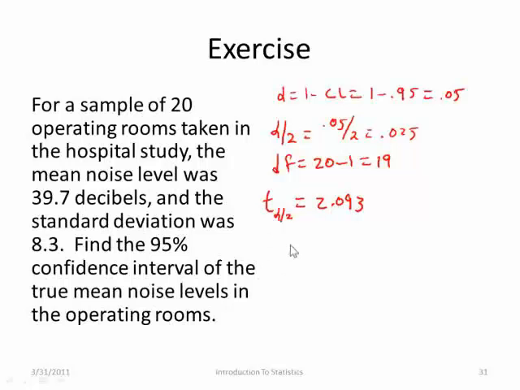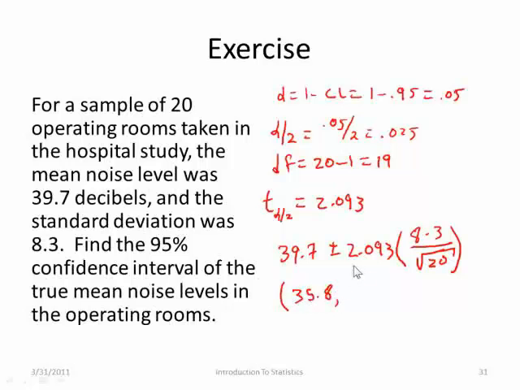So the confidence interval is in the form 39.7 plus or minus 2.093 times 8.3 over root 20. So the interval then, I came up with 35.8 to 43.6, rounding to one decimal place. Okay.